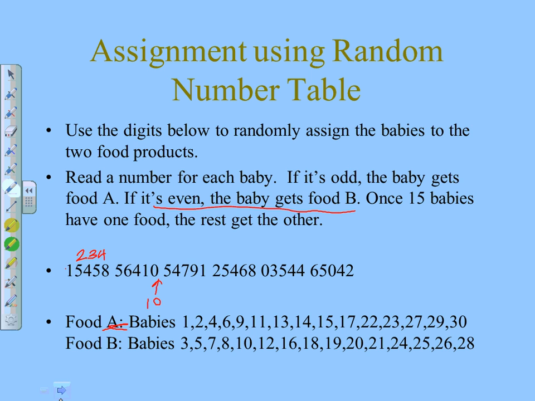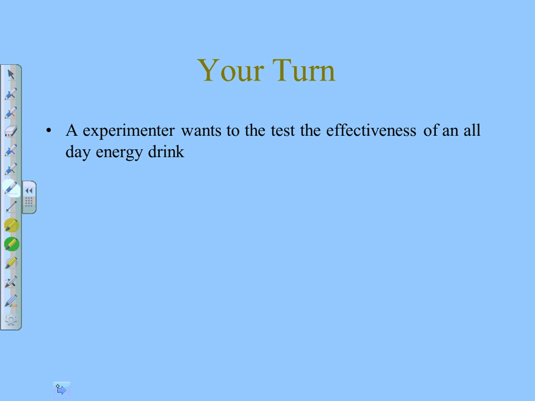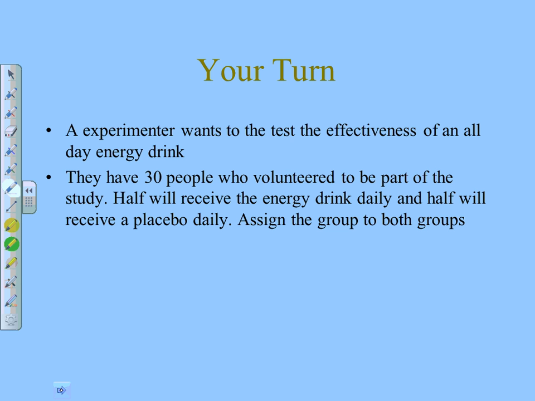Okay, so you guys try. An experimenter wants to test the effectiveness of an all-day energy drink. They have 30 people who volunteer to be part of it. Let's just make it 10, just so we don't do this forever. Half will receive the energy drink daily and half will receive the placebo daily. Assign the treatment to both groups.